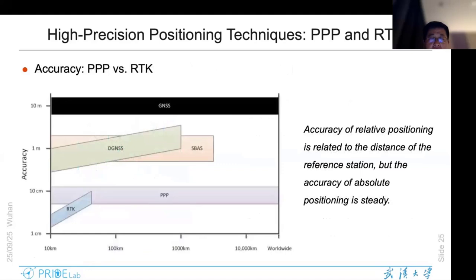So this is a typical comparison between the PPP and RTK positioning modes. You can see the RTK's performance deteriorates whenever the interstation distance is increased. But based on the PPP technique, we can maintain a very steady positioning performance in terms of precision, no matter how far away your PPP station is from the surrounding reference stations, which are used to calculate the precise orbits and clocks. So this is the biggest advantage of PPP compared to RTK.